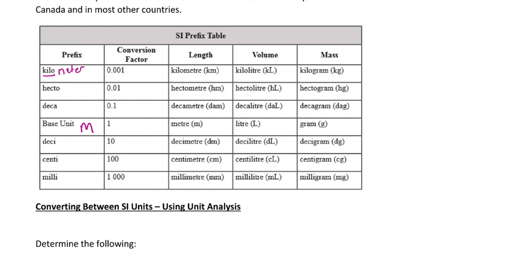Conversion factor here means that there's 0.001 kilometers in 1 meter. I know that sounds confusing, but you can kind of see from this that you just move the decimal place 1, 2, 3 times to get to that point, because there are 1,000 meters in 1 kilometer. Okay? Hecto, we don't really use hectometer that much. Sometimes we would. Same with decameter. We don't really use that too often.